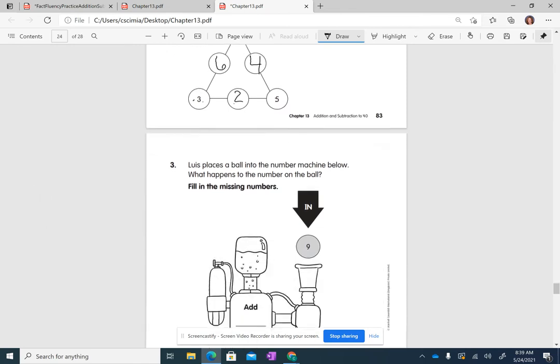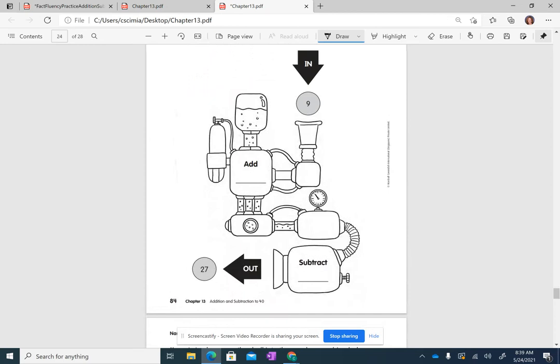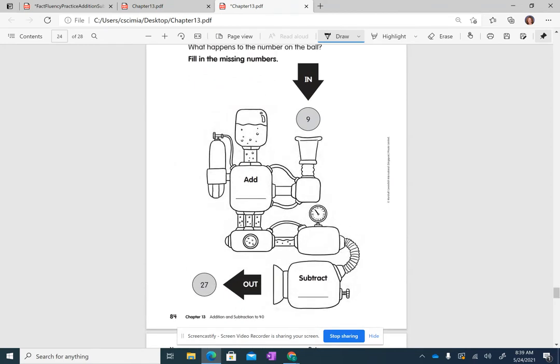Okay, let's go down to the end here. Lewis places a ball into the number machine below. What happens to the number on the ball? So it goes in 9. We add something to it, and then we subtract something to it to get 17, or to get 27.